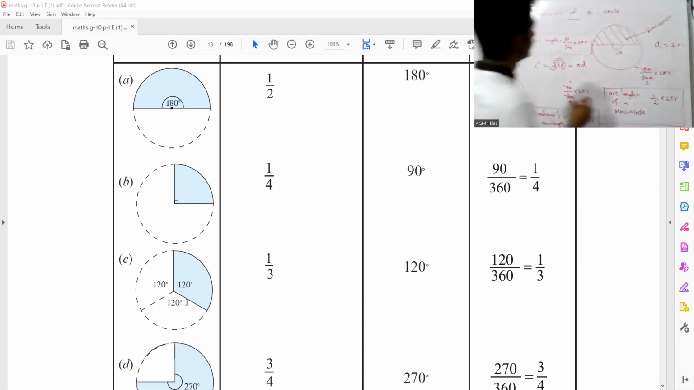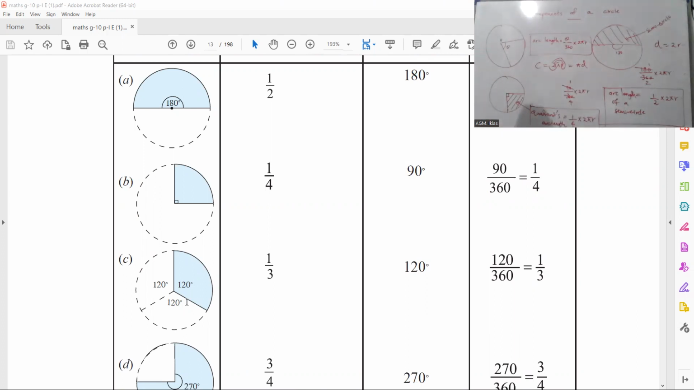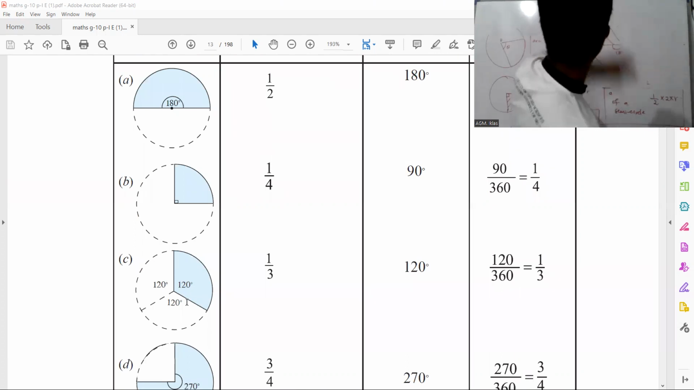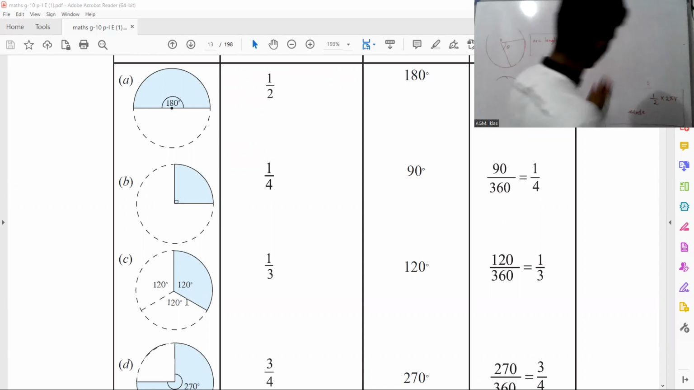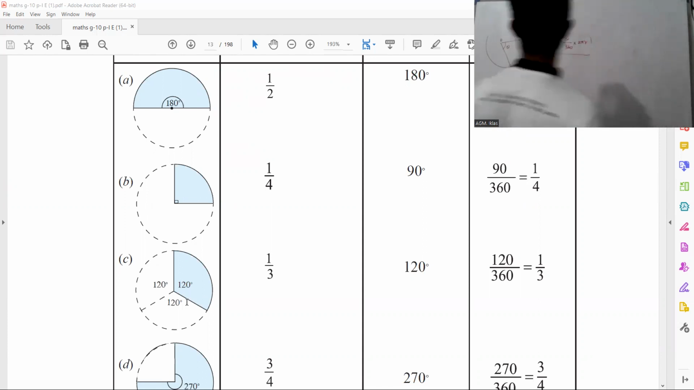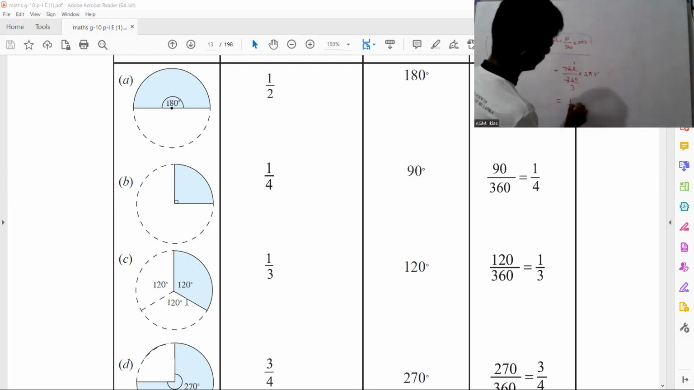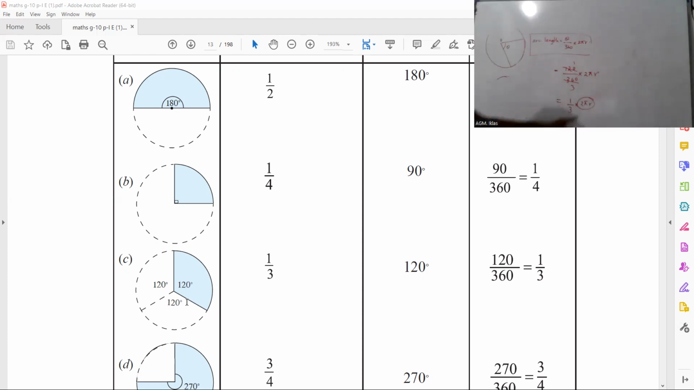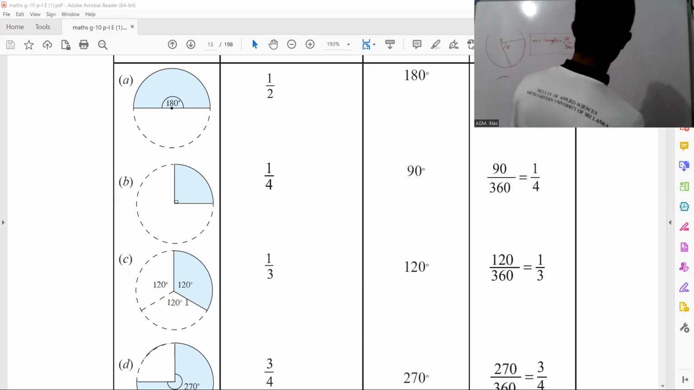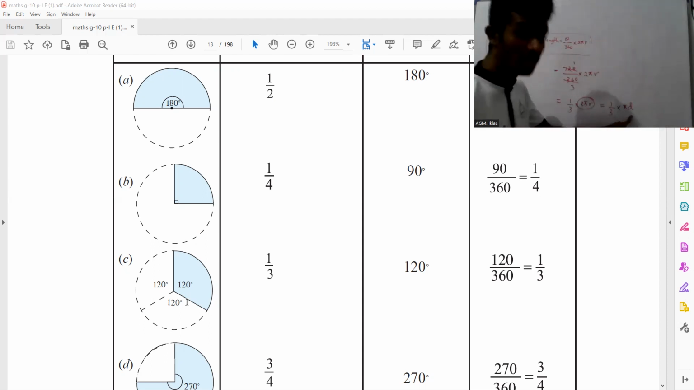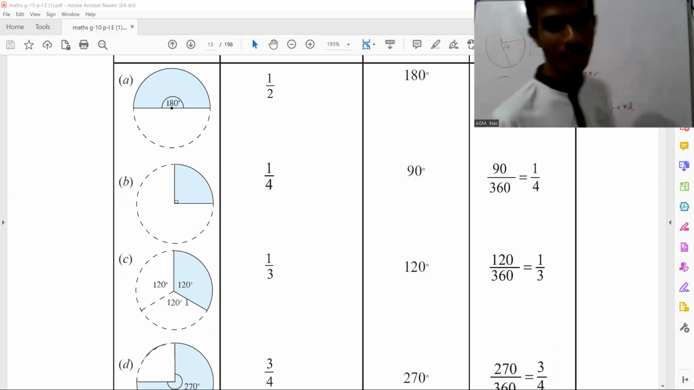If the angle is 120, instead of theta I'm going to put 120 over 360 into 2 pi r. There are three 120s in 360, so the equation would be 1 by 3 into 2 pi r. If the radius is given, you can use 2 pi r. If the diameter is given in the question, you can use 1 by 3 into pi d. If you use d, you should not place 2. If you use radius, you should multiply by 2 pi r. Those are the equations.